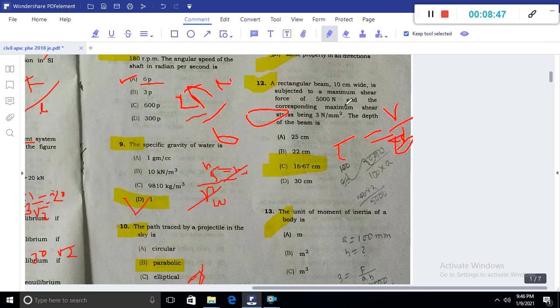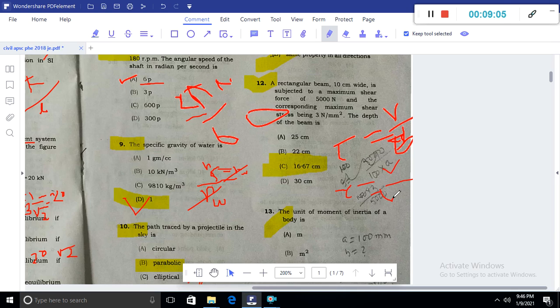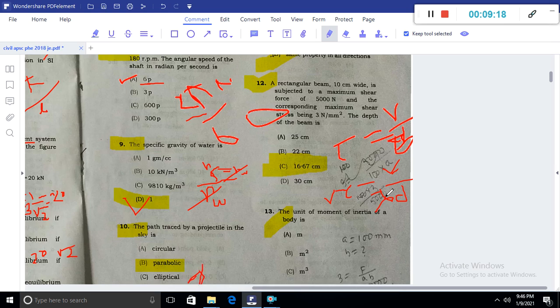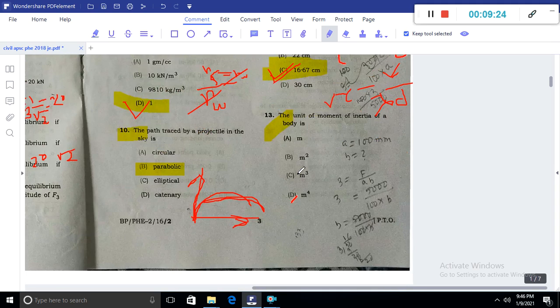Then they are asking: a rectangular beam of 10 cm wide is subjected to a maximum shear force of 5000 Newton and the corresponding maximum shear stress being 3 Newton per meter square. The depth of the beam, so for beam depth we use simple τ is equal to V by b d. I know the value of τ which is 3 Newton per mm square, I know the value of V which is 5000 Newton, I know the value of b, then I can easily determine the depth which after calculation comes out 16.67.